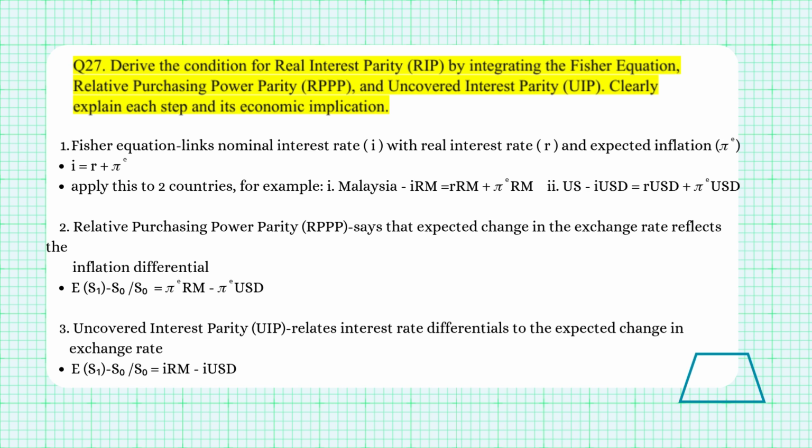Next is relative purchasing power parity, which says that the expected change in the exchange rate reflects the inflation differential. So the formula is expected future spot rate minus initial spot rate divided by initial spot rate, and we will get expected inflation of RM minus expected inflation of USD. Next is uncovered interest parity, which relates interest rate differentials to the expected change in the exchange rate. So the formula is expected future spot rate minus initial spot rate divided by initial spot rate, and we will get interest rate of RM minus interest rate of USD.